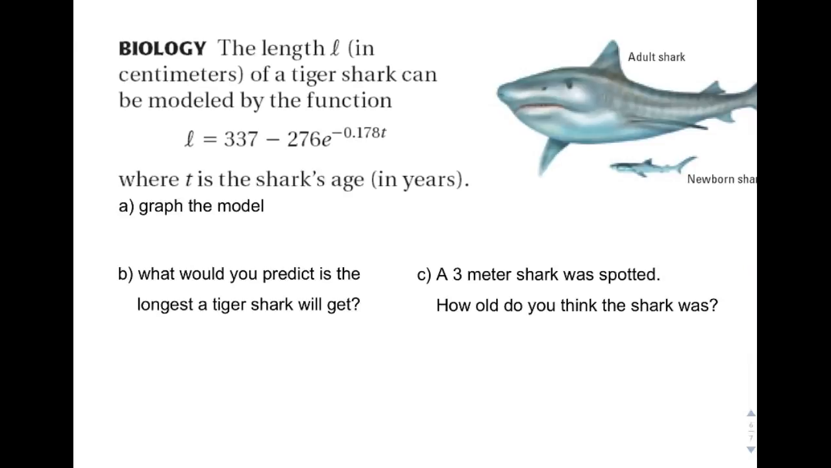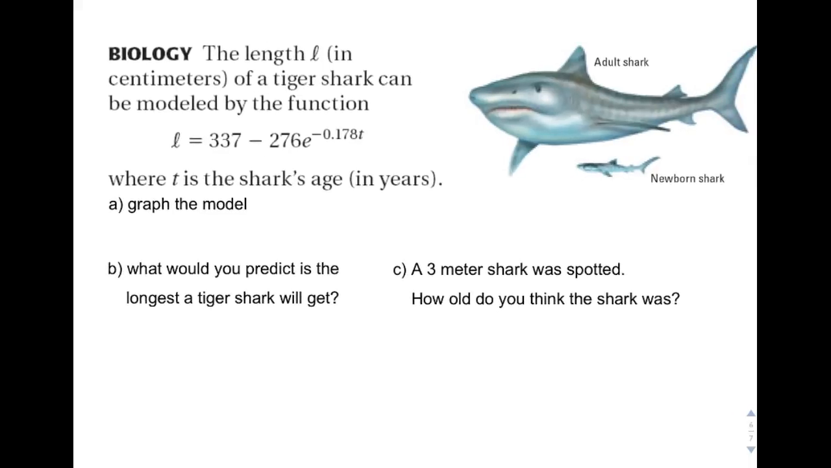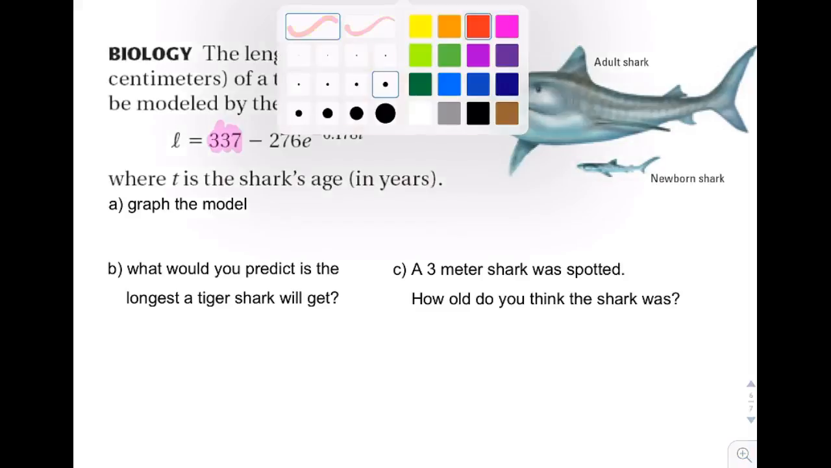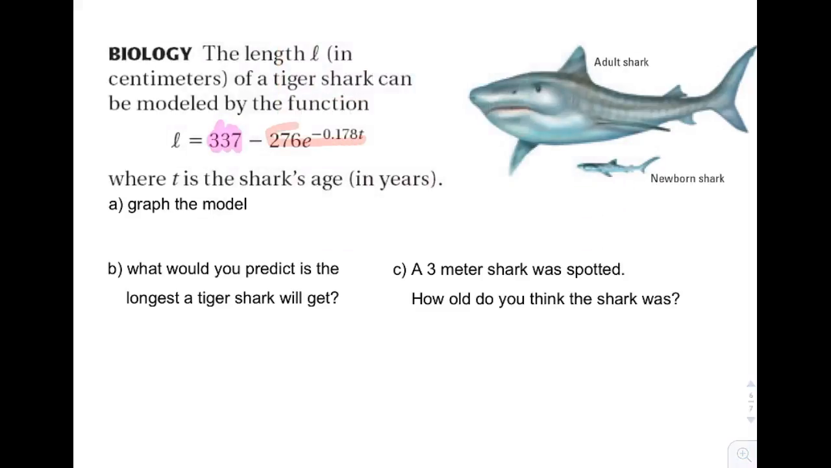Here's an example of a situation, not really exponential growth, exponential decay, but something that you can use e for to model the growth of a shark. So it's got a couple of components to it here. The length of the shark is going to be dependent upon its age, but as we know, things don't grow forever. So we've got this number 337 out front, and then the rest of it is a function of its age, t, which is its age in years.